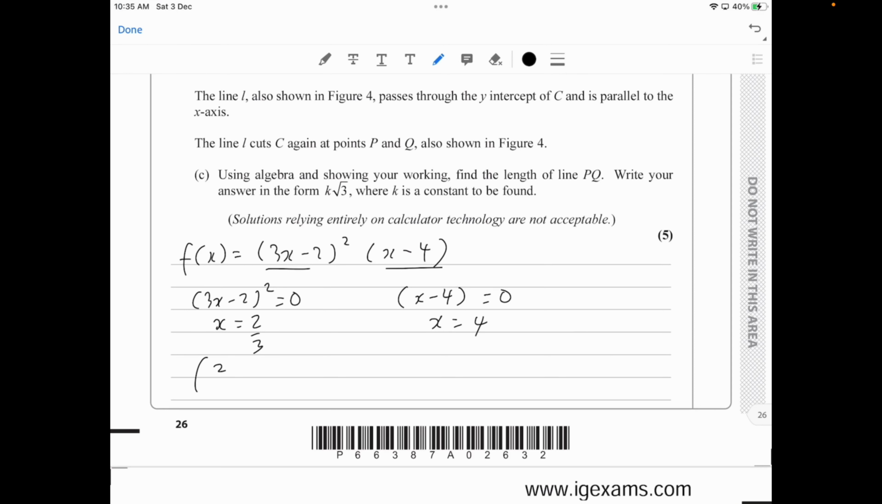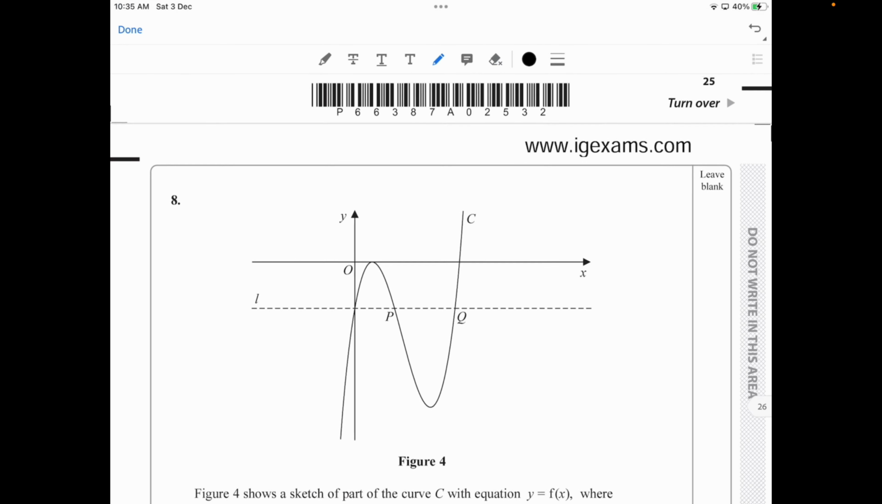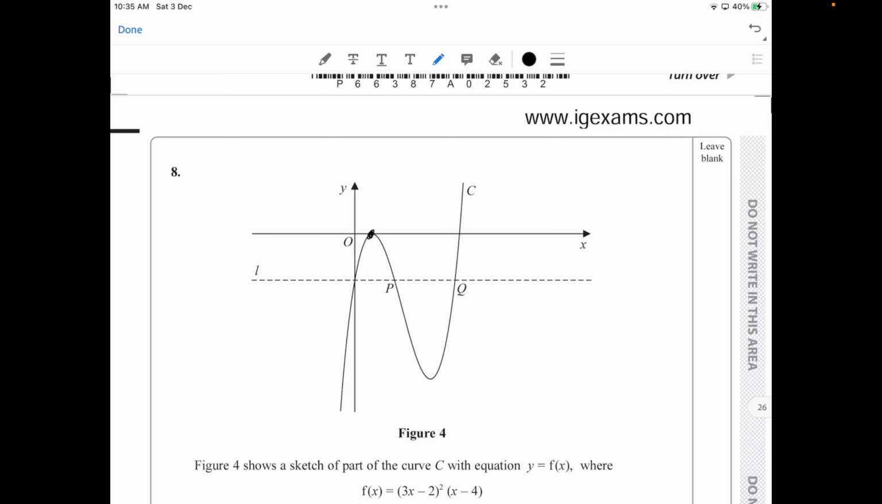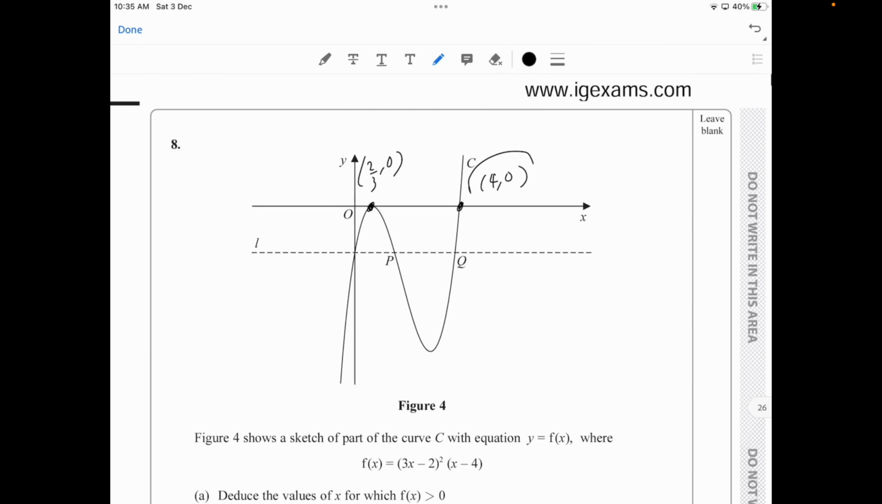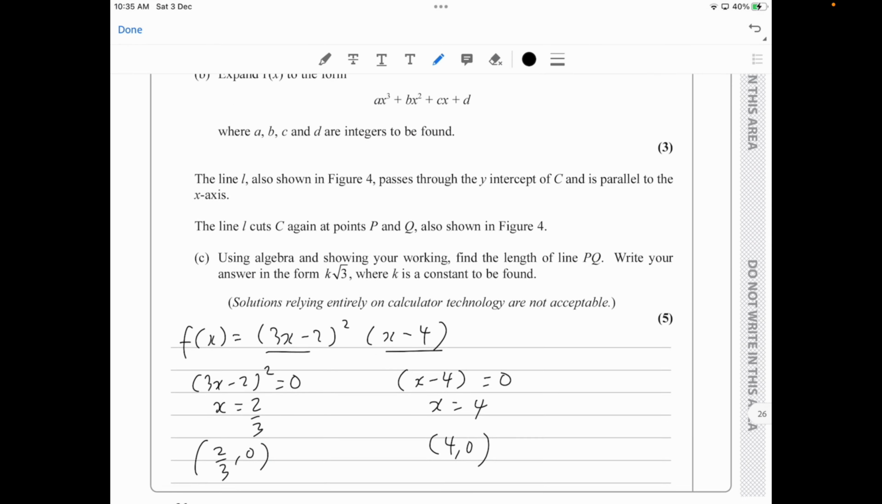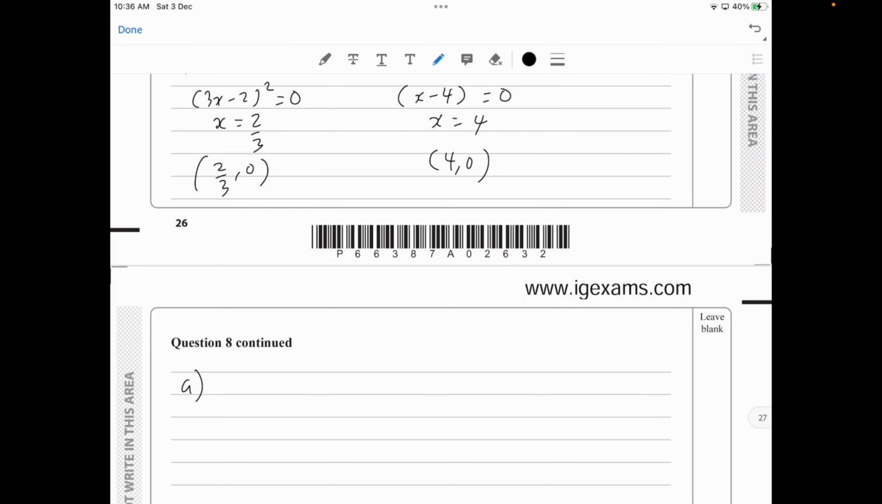So this is going to become 2 by 3 comma 0, since the y value is 0, and it's going to become 4 comma 0. So indirectly we know that this should be greater than 4, since we know these 2 points now, that the point here is going to become 2 by 3 comma 0, and the point here is going to become 4 comma 0. Indirectly we can see that it shows deduce the values for which f of x should be greater than 0. It should be greater than 4 in this case, since the value is touching this point over here. It should be greater than 4, so that's going to be your answer for A. x should be greater than 4.